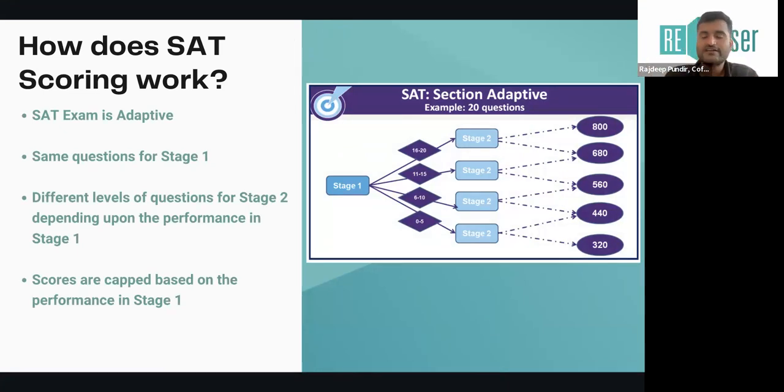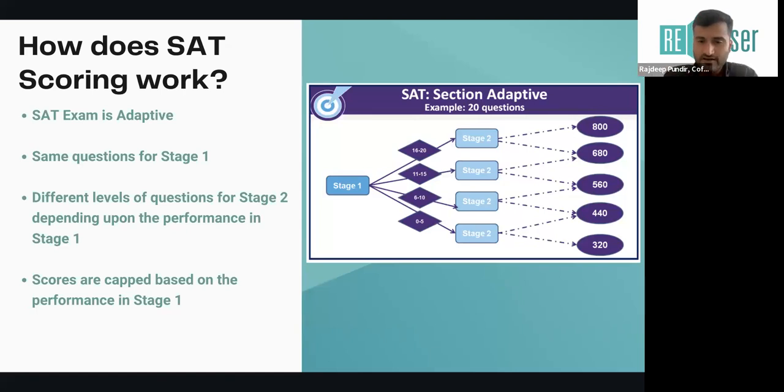For all of us, our stage 1 English paper would be same. Depending on the scores that we get in stage 1, our stage 2 paper will get decided. For example, if you write an exam and you get a 16 out of 20, your stage 2 paper is going to be difficult. In addition to that, your upper and lower limit of your SAT English score will also get decided. Your lower limit can be 680, your upper limit can be 800, right?